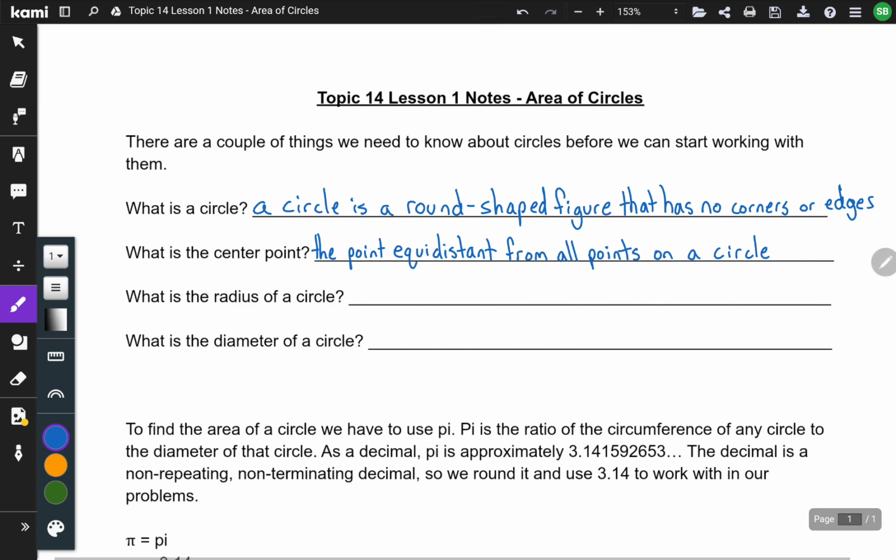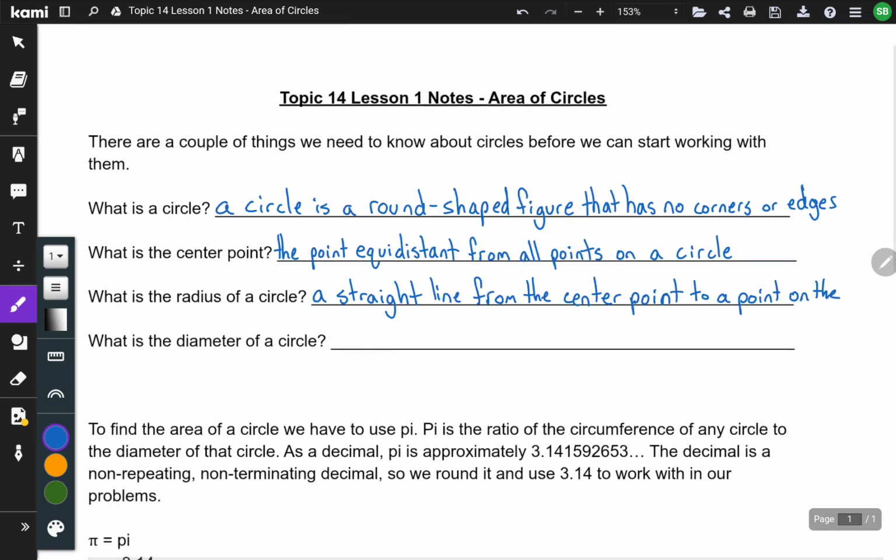All right, the radius. The radius of a circle is a straight line from the center point to a point on the circle. Okay, a straight line from the center point to a point on the circle.